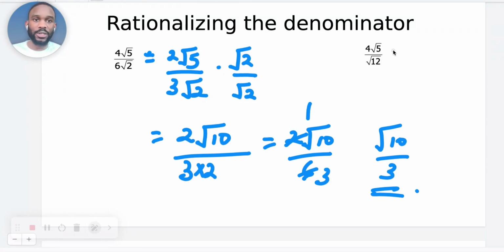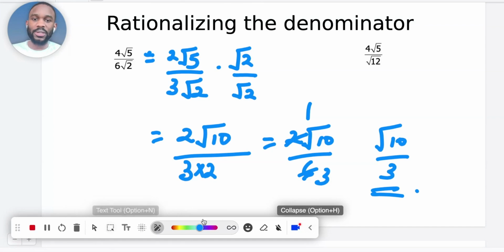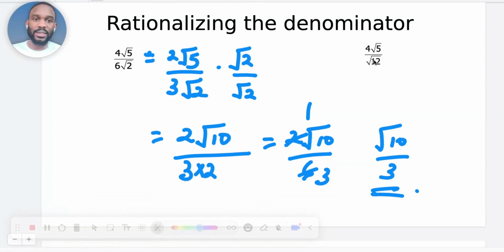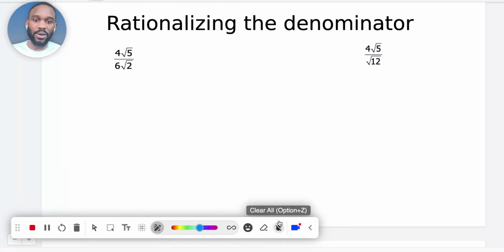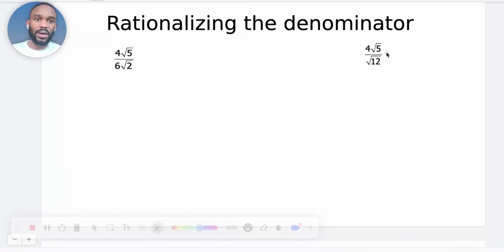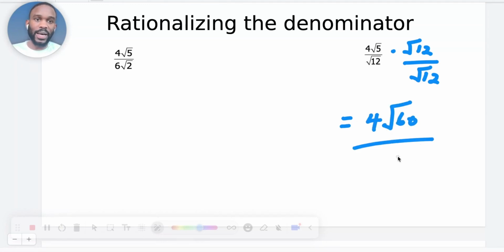And then here, we still do the same thing. So here there are two ways of doing it. You can first simplify the 12, but I would rather not. That will make the solution longer. So I'll go ahead and rationalize the denominator. I'll multiply the numerator by the root 12 and the denominator by the root 12. This is the numerator, this is the denominator. So what I will end up with is 5 times 12 gives me 60. So 4 root 60 divided by 12.